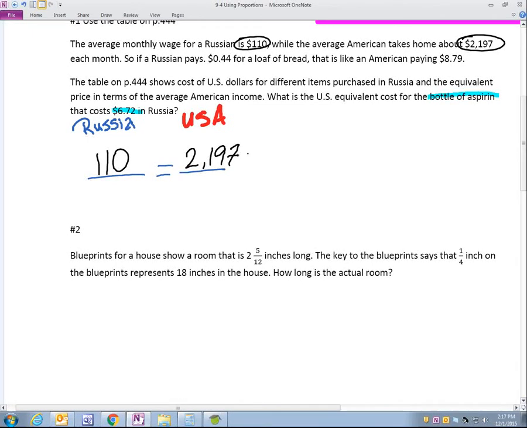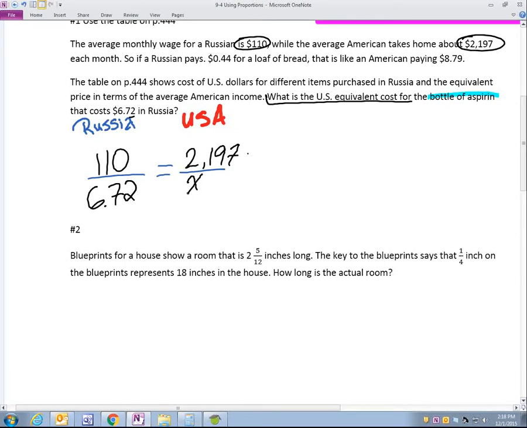Now it's asking us, if it costs $6.72 in Russia, where is it going to go? Is it going to go below the Russian side or the USA side? Russian side. See how when we laid it out, it is so clear where we need to go? 6.72. And it's asking us, what is the U.S. equivalent cost? So we put X.